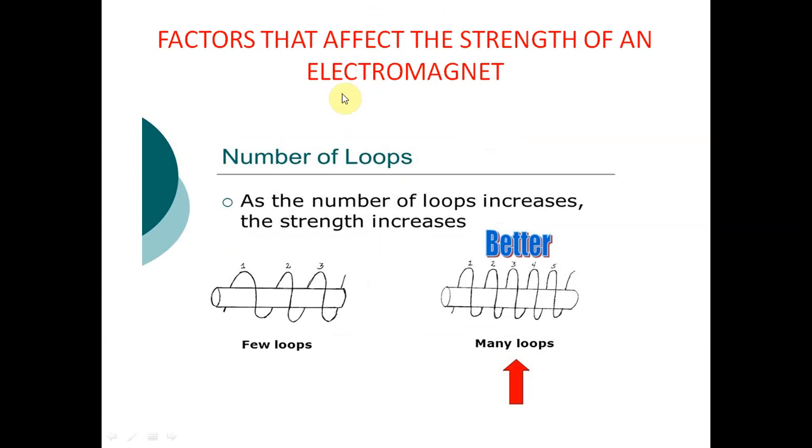Next is number of loops. Number of loops means number of turns. As the number of loops increases, strength also increases. So here there are 3 loops, there are 5 loops. So this is better because if we increase the number of turns, the strength increases.